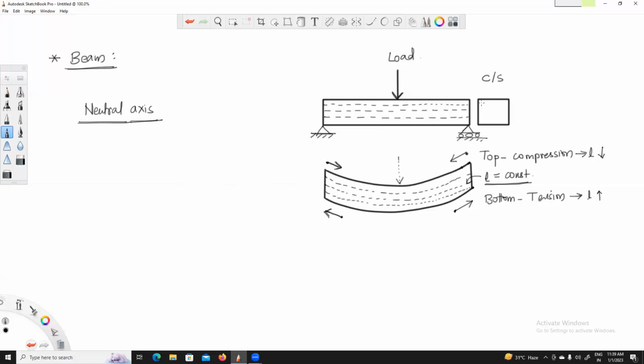Again, suppose you consider this cross section here, so you had these three sets of fibers. By this kind of loading, the top surface is under compression and the bottom surface is under tension, and as you keep moving downward through this cross section of the beam, there has to be a certain fiber which is not under compression or tension. This fiber is called the neutral fiber, or the line along which this neutral fiber is present is called the neutral axis, generally represented by NA.